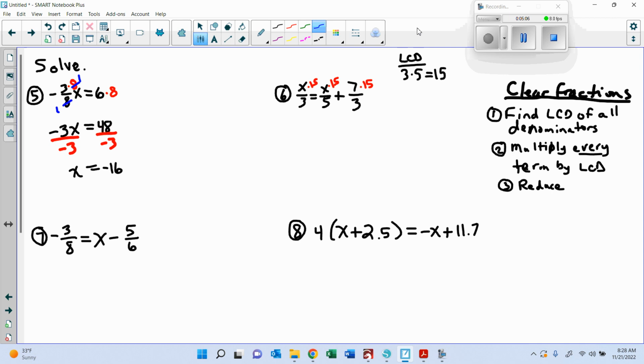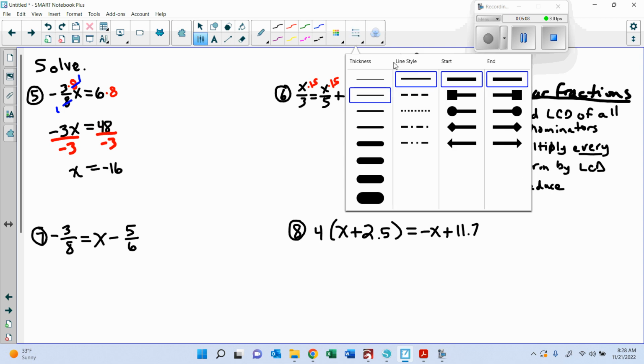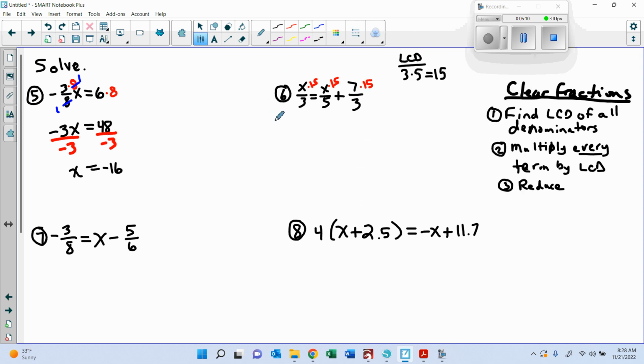Then I need to go through and reduce every fraction, which is the reason that we did this, so that all of them now have something in the top in common with the bottom. And remember, we didn't change the problem because we did the same thing to the left and to the right. We just made it look different.